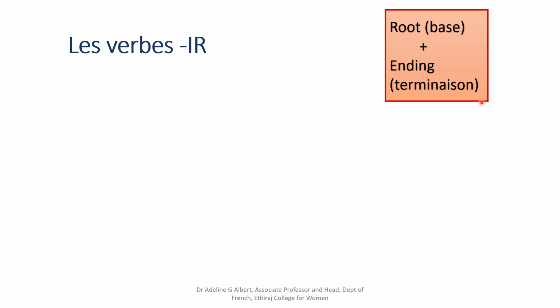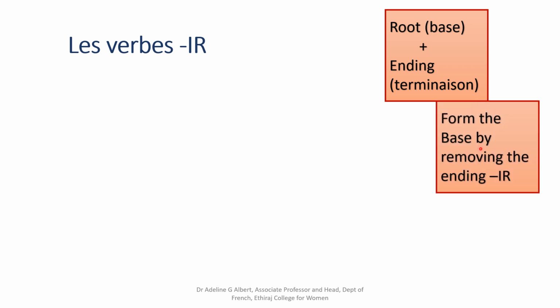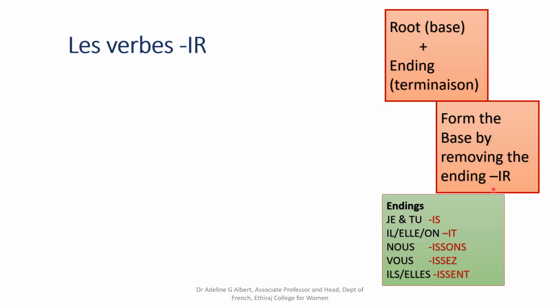Now how do you get the base? You form it by removing the ending. Just like we did for ER, we remove the ending. For IR, we will remove the ending IR. For RE, we will remove the ending RE. D'accord? So the first step in any conjugation in the present tense is to remove the ending of the regular verb. After that, you add your endings.